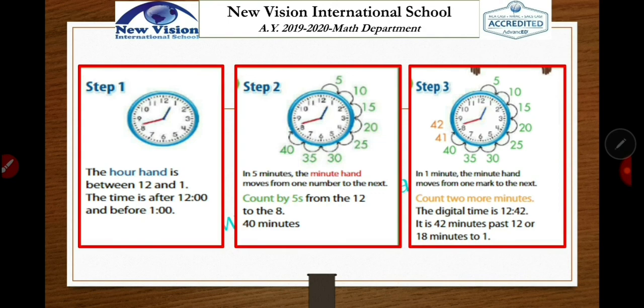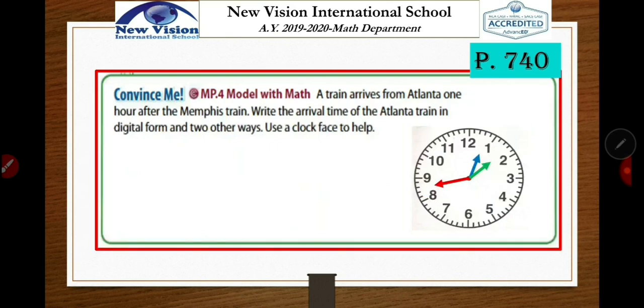Did you understand? Good. Now we have here the convince me part. A train arrives from Atlanta 1 hour after the Memphis train. Write the arrival time of the Atlanta train in digital form and 2 other ways. Use a clock face to help. Always remember that the Memphis train arrived at 12:42. Now, what is 1 hour after 12:42? How are you going to do that?